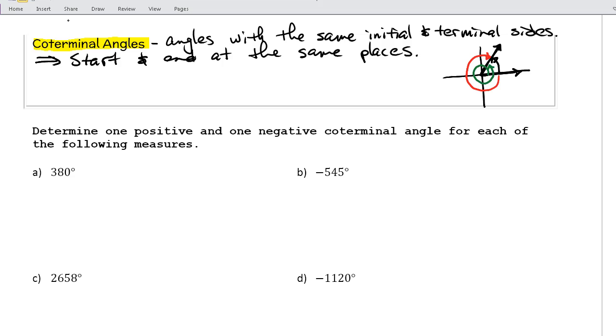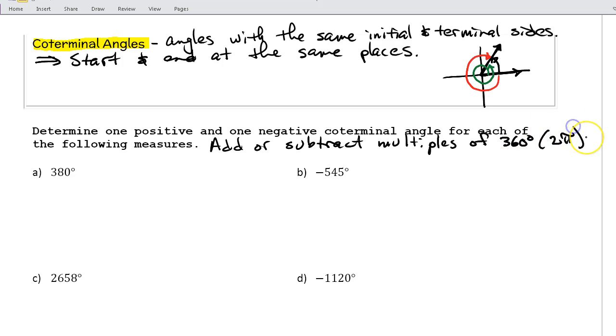Alright, so let's take a look at a few examples. We've got 380 degrees. So basically, to get coterminal angles, you're either going to add or subtract multiples of 360, or if we're working in radians, we would do multiples of 2 pi. So it says determine one positive and one negative coterminal angle, and that's normally what we'll do. We'll find a positive one and we'll find a negative one.